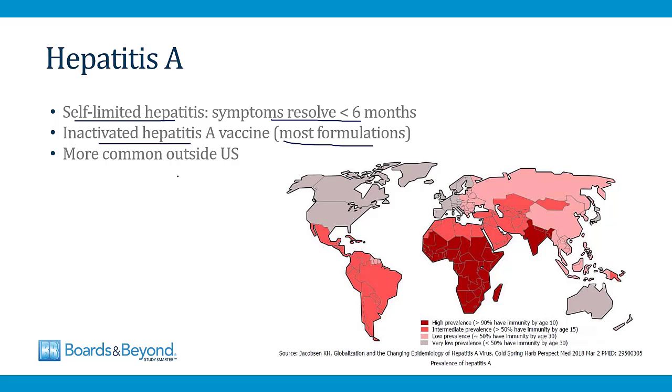Now, hepatitis A is much more common outside the US. It's very common in Africa and parts of Asia, like I'm circling with my pen here. But there are enough cases in the United States in children that years ago it was recommended that this vaccine be added to the schedule and given at 1 year for the first dose.